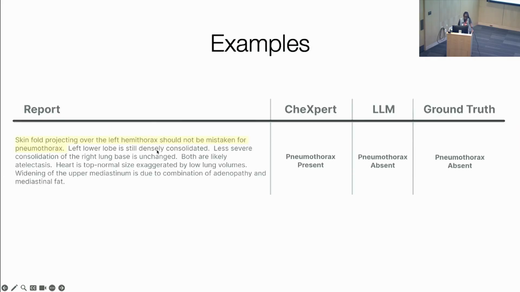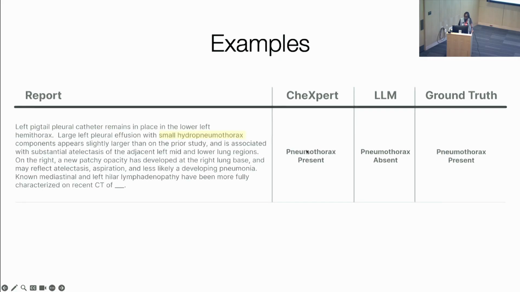So for example, when you say skin fold projecting over the left hemithorax should not be mistaken for a pneumothorax, that's very obvious to people in the room. You'd label this negative, but the TechSpat labeler says this is positive, right? And if you look at this left pigtail catheter, large effusion with small hydropneumothorax, that means you have both air and fluid, right? You can see that the LLM labeler, because it's so specific, decides that this is negative. So there are so many small nuances that you have to handle.